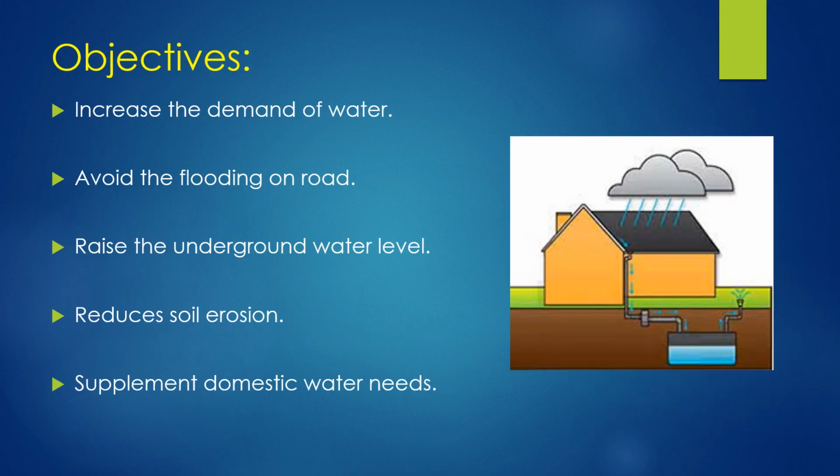Objectives of rainwater harvesting. Rainwater harvesting increases the supply of water. Also, it avoids flooding on roads as the water is stored in tanks instead of running from the roof to the ground. As it is stored, the ground level rapidly increases. As there is no flow of water directly on the surface of the soil, this reduces soil erosion. The final is that this harvested rainwater supplements the domestic water needs.